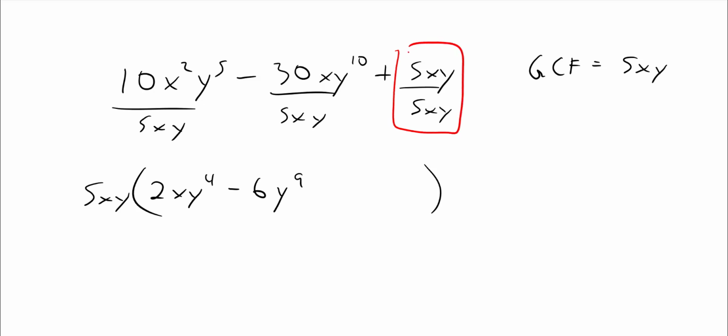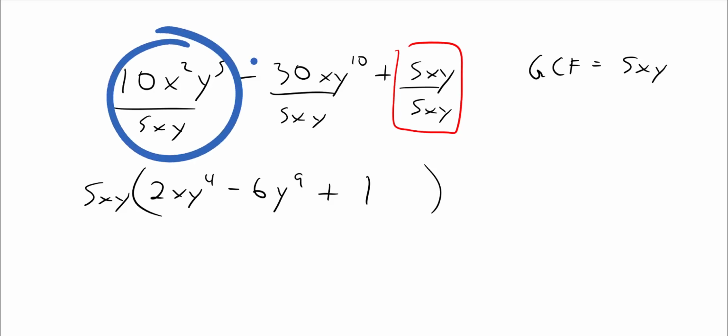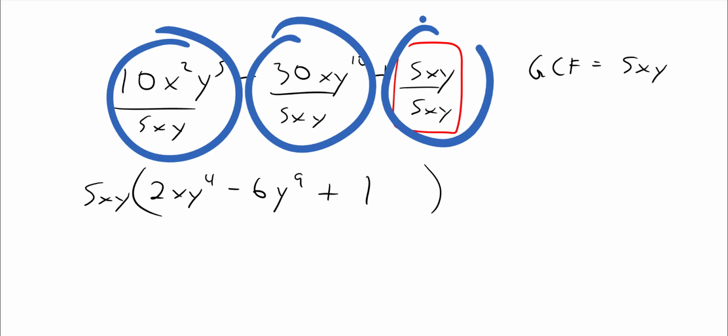Guys, this cancels, but it's not 0. It's like, say, what's 5 over 5? It's 1. So that's really plus 1. So please don't cancel it out. Guys, if you have 3 terms in your original problem, you're going to have 3 terms in your answer. Okay, that's important. Okay, so let's do a couple examples here now.